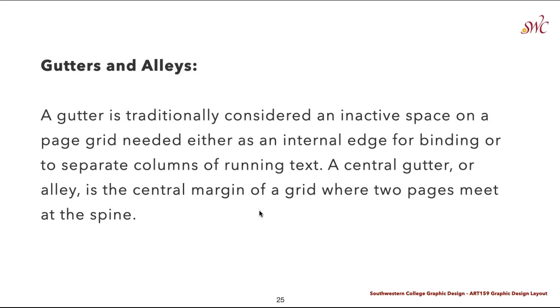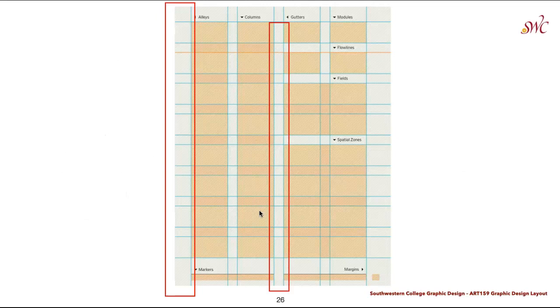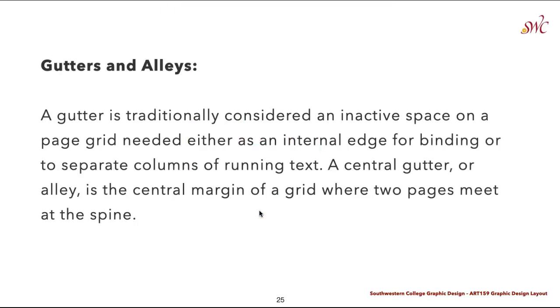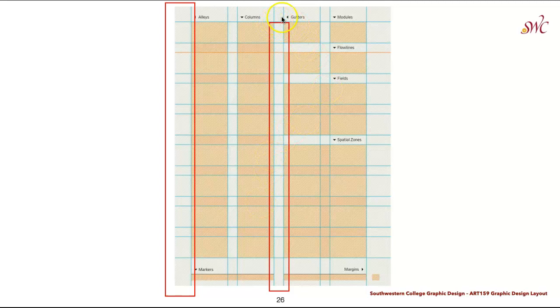Another thing that we're going to speak about here is a gutter or an alley. So a gutter is traditionally considered an inactive space on a page grid, needed either as an internal edge for binding or to separate columns of running text or rows for that matter. A central gutter or alley is the central margin of a grid where two pages meet at the spine. So for example, we can see here that a gutter is separating these different columns within the space and the different modules within the space, both vertically and horizontally here, right?